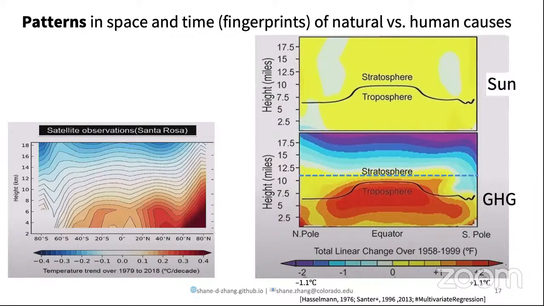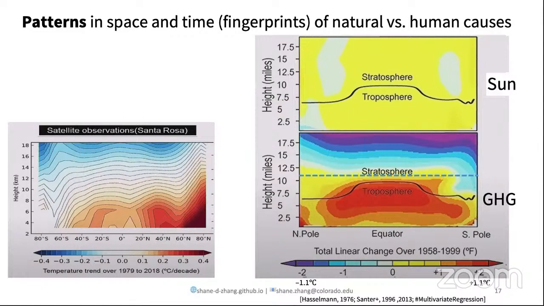On these plots, I was wondering how different actually are the observations from the predictions? Because the scale was a little different, but are they actually close? Yes, so the question is, how do the scales in the observations and predictions differ? Here shows the scale of 0.4 degree per decade, and here is the total linear change over this range of time.